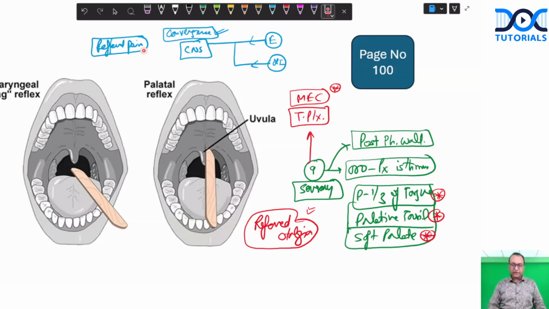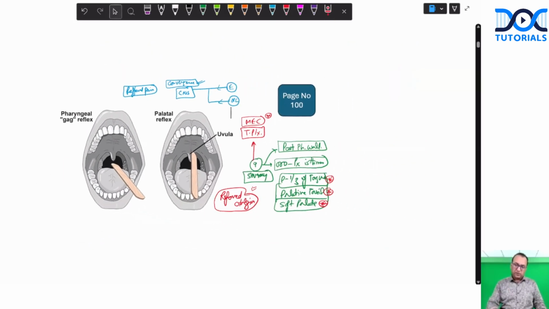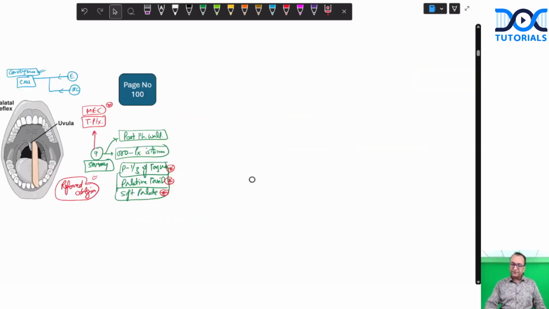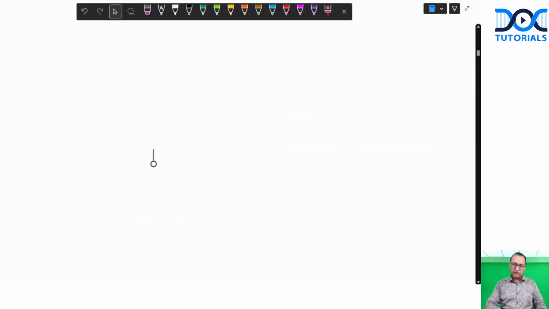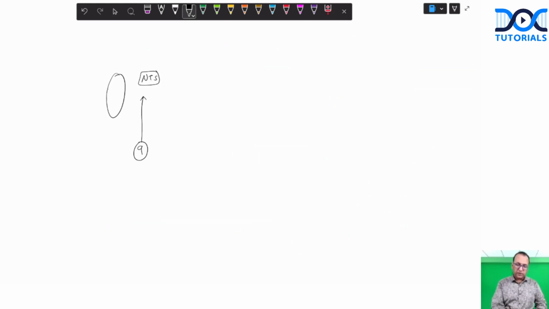Okay, what about gag reflex? What is the pathway? As you talk about the pathway, you will see that when you are touching the ninth nerve, you are activating a nucleus. So the ninth nerve you have activated, and then nucleus tractus solitarius. Nucleus tractus solitarius has an upper part. The upper part, the tip, is for taste, but you are carrying this information to the bottom. So it will go to the bottom or lower part.